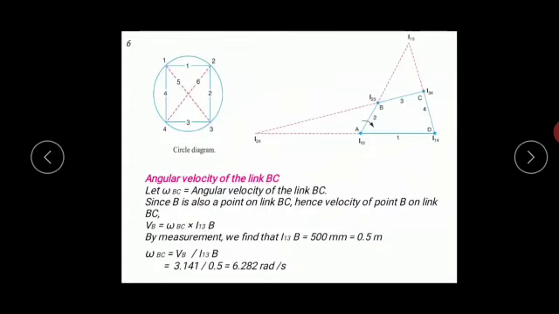With respect to this, VB equals omega BC into I13B, and from here we can determine omega BC, which turns out to be VB divided by I13B. I13B we have measured from the sketch that we have already drawn, and it turns out to be 0.5 meter. So omega BC is 6.282 radians per second. That is the angular velocity of the link BC. Let us proceed to the next problem.